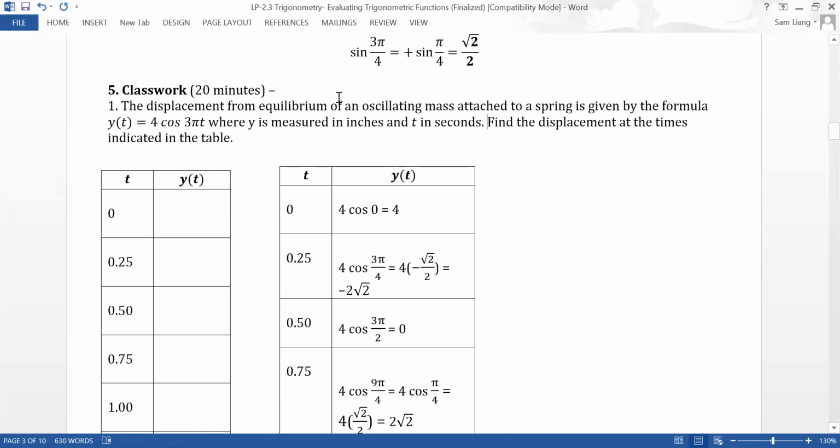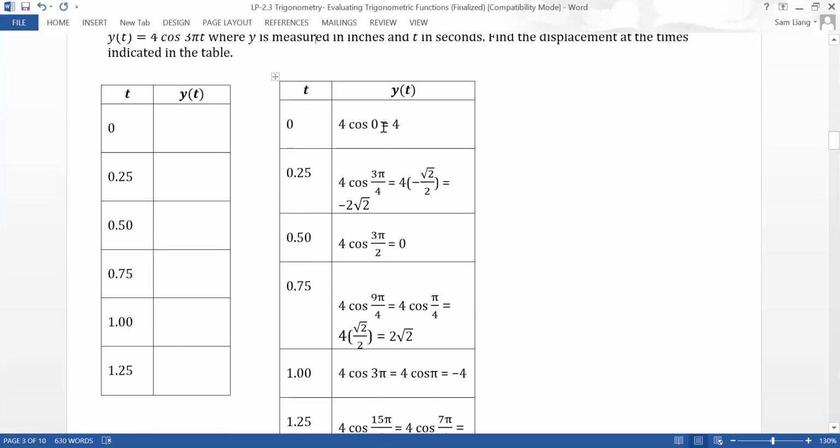The displacement from equilibrium of an oscillating mass attached to a spring is given by the formula y(t) equals 4 cosine 3 pi t, where y is measured in inches and t in seconds. Find the displacement at the times indicated in the table. The table is on the left on your worksheet, and on the right, I just fill in the answers. Here are the various times: 0 seconds, 0.25, 0.5, 0.75, 1 second, 1.25 seconds. Our job is to plug in these t values and then evaluate.